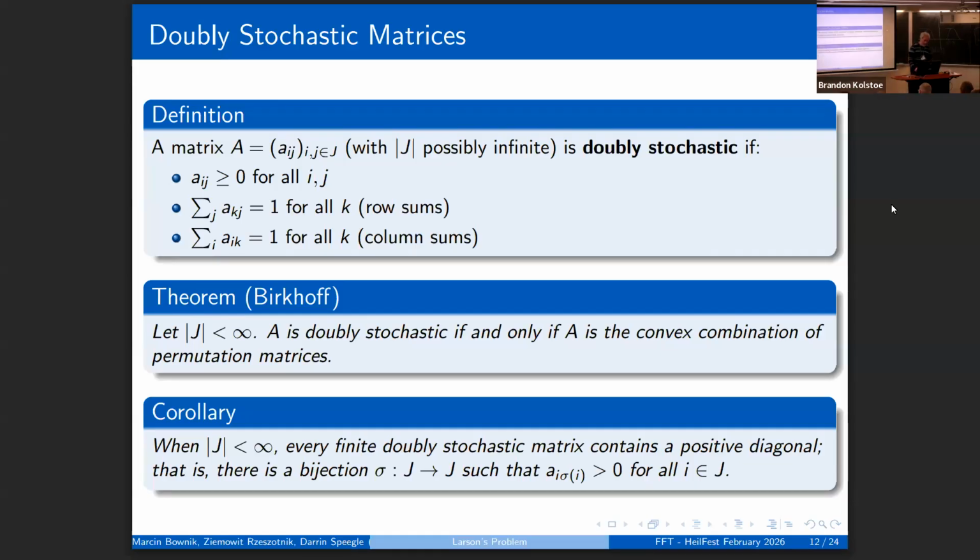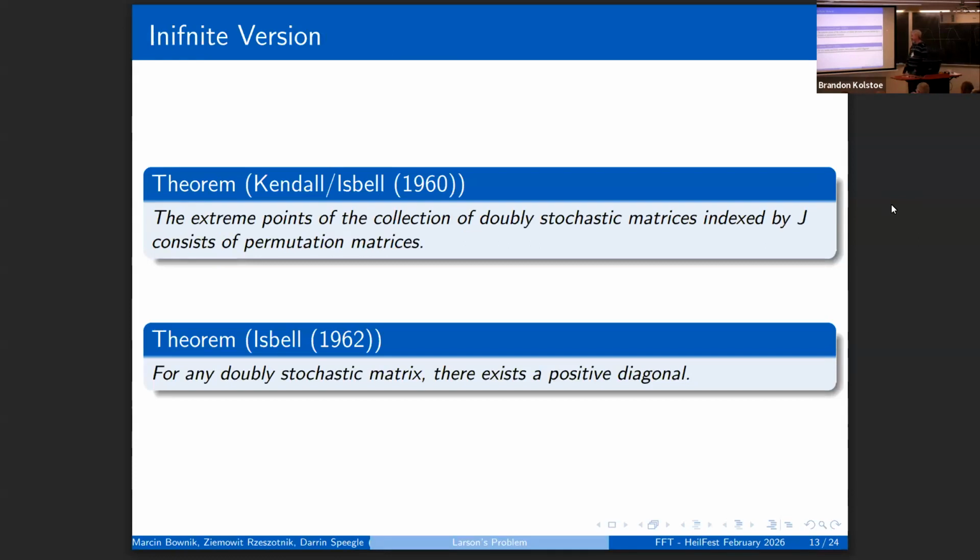It was an open problem for quite a few years, a long time ago, how to extend that to infinite matrices, and it was solved in the late 50s by Kendall, and then by Isbell in 1960. They got the extreme points of the doubly stochastic matrices indexed by an infinite set, and then it's a little bit more work to say that there's also a positive diagonal. It's maybe not completely obvious that this would happen in the infinite setting, but it is true. So there will be a positive diagonal.